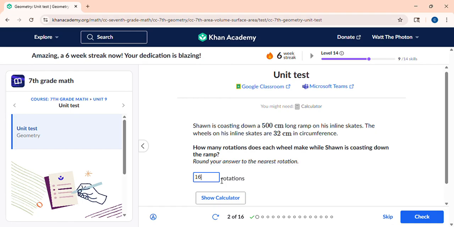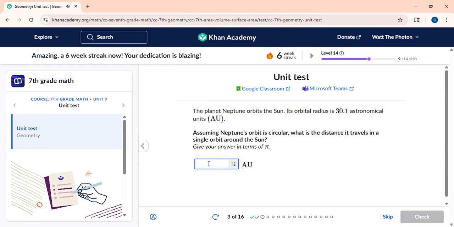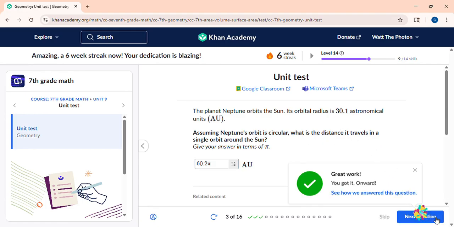Incline on his skates. The planet Neptune orbits the Sun. Its orbital radius is 30.1 AU. Assuming Neptune's orbit is circular, what is the distance it travels in a single orbit? So what is the circumference? The circumference is 2 r pi. So that's 30.1 times 2, so that's 60.2 pi. What was the distance? There we go.